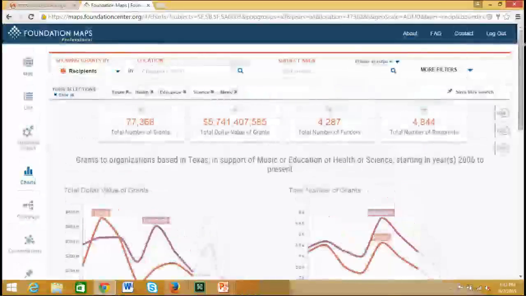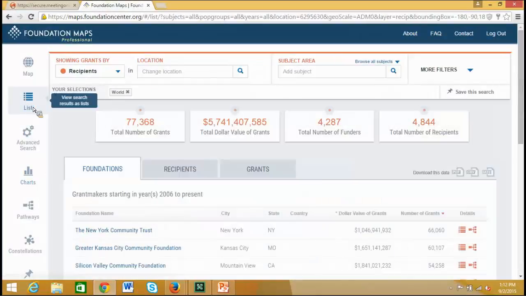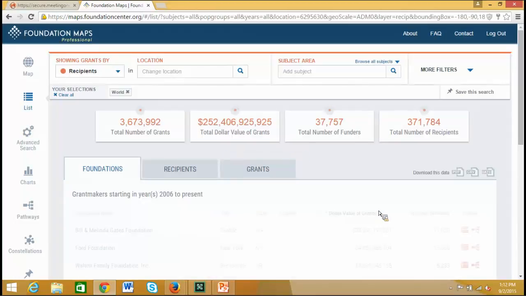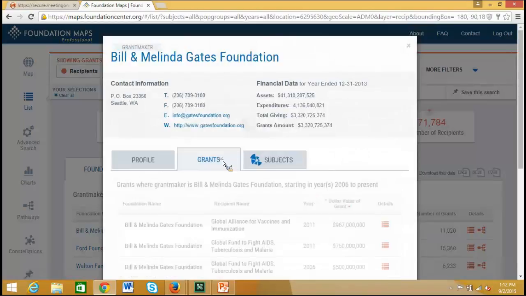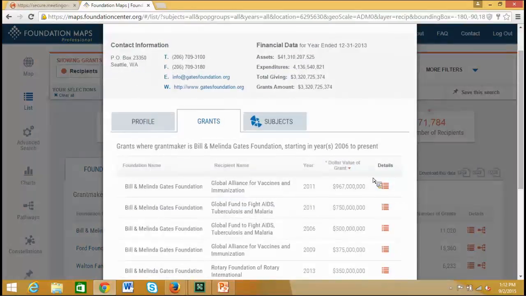So, let's go one more, clear all. Go to the list. Let's look at the dollar value of grants. Let's go to Gates. Let's look at the grant. Here's a new feature that we're pretty excited about.